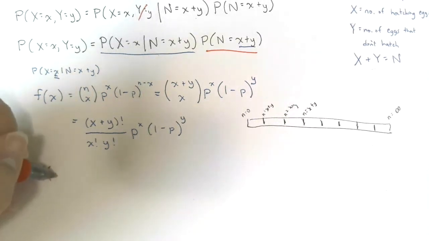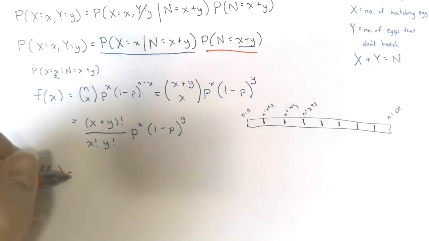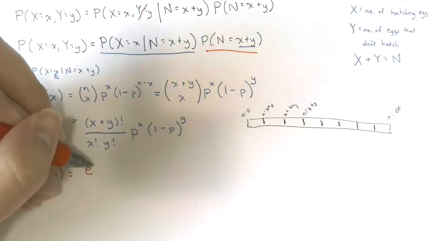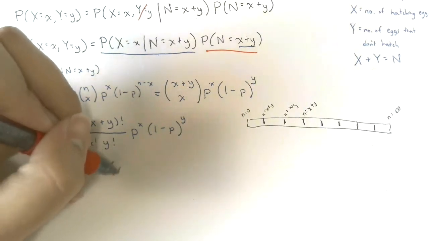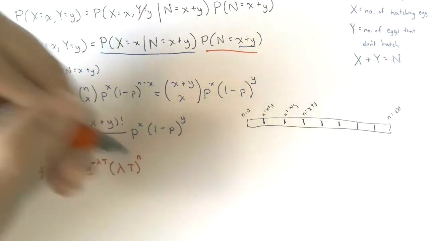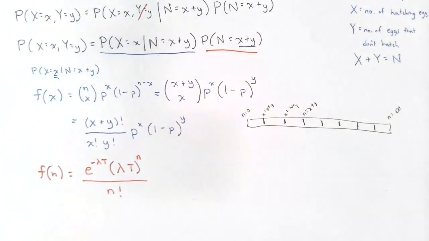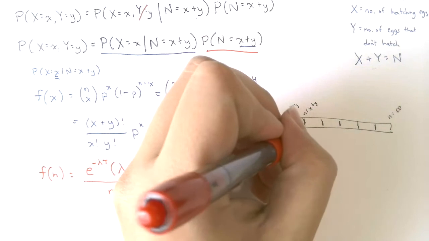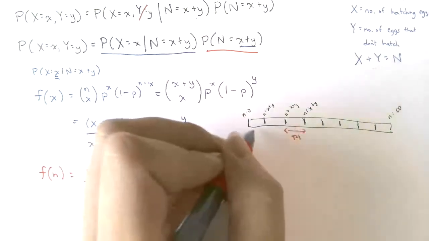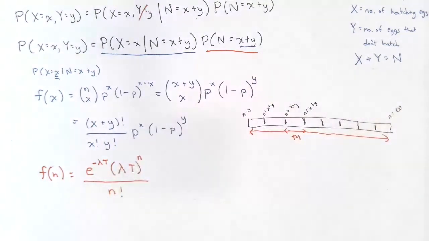Here, we're saying that the probability of n, let's just call this little n, which is x plus y, is going to follow a Poisson distribution, which is e to the negative lambda t, if I remember correctly, times lambda t to the power of n, divided by n factorial. But here's the fun part. My interval really is a unit interval. Now, why is my interval a unit interval?